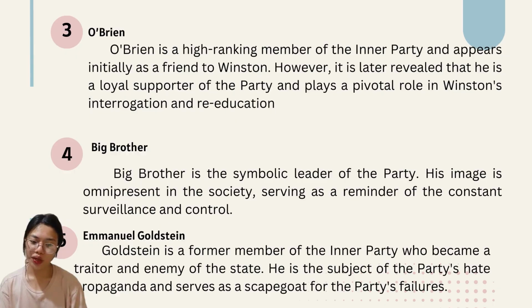The third one is O'Brien. O'Brien is a high-ranking member of the Inner Party and appears initially as a friend to Winston. However, it is later revealed that he is a loyal supporter of the party and plays a pivotal role in Winston's interrogation and re-education.